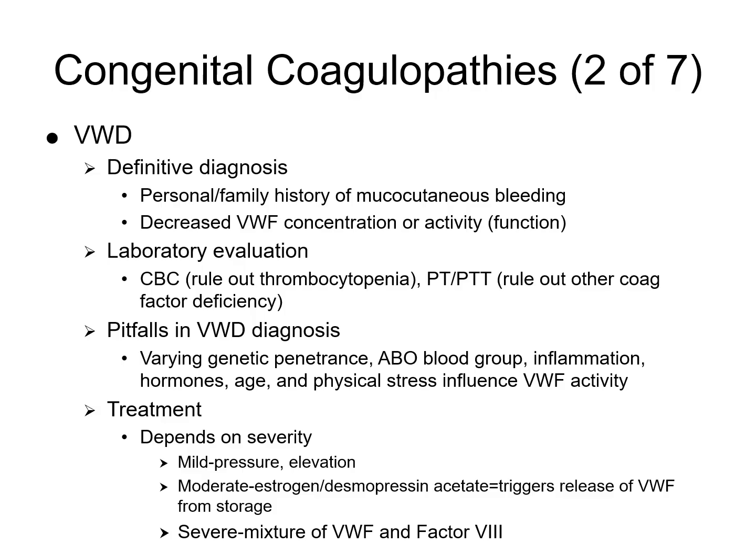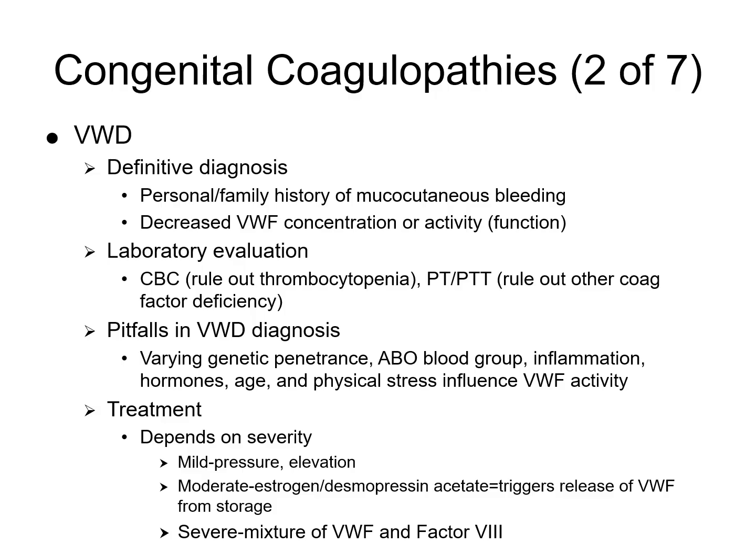So pitfalls and diagnostic challenges in von Willebrand's disease. Diagnosing von Willebrand's disease can be complicated due to the physiological and genetic variability in the von Willebrand factor levels. So the genetic penetrance will vary among individuals and families. For the ABO blood group, individuals with blood group O naturally have lower von Willebrand factor levels to begin with.